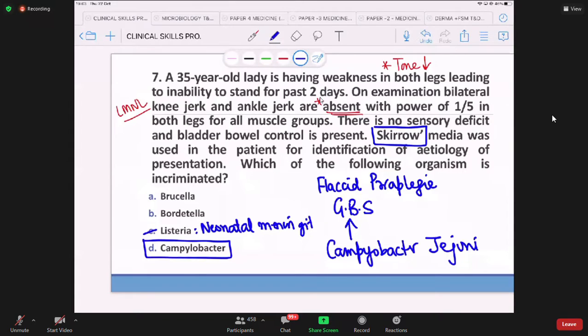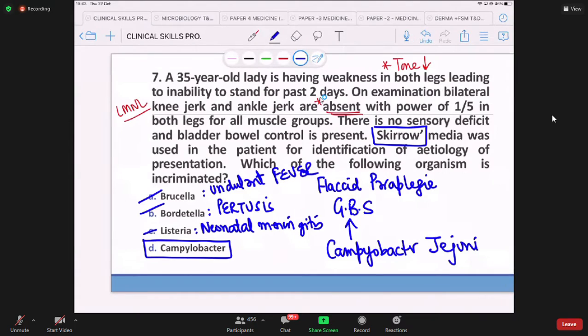When it comes to Bordetella pertussis, it causes 100-day cough. No, it causes pertussis. And what does Brucella cause? Brucella causes undulant fever. You can easily rule out options A, B, C of the MCQ by exclusion right away, by simply focusing on the aspects that I said.